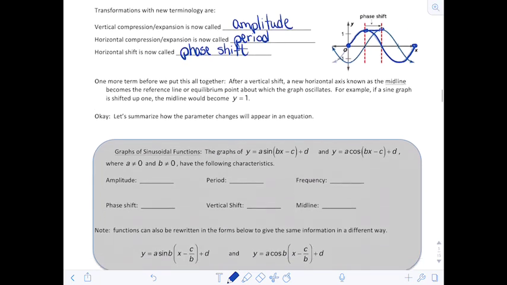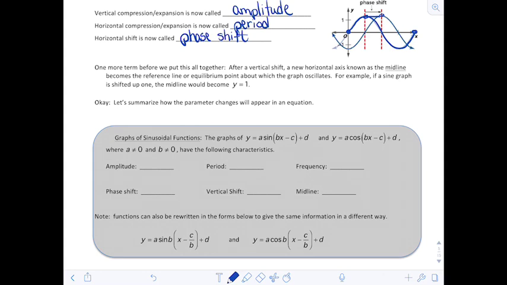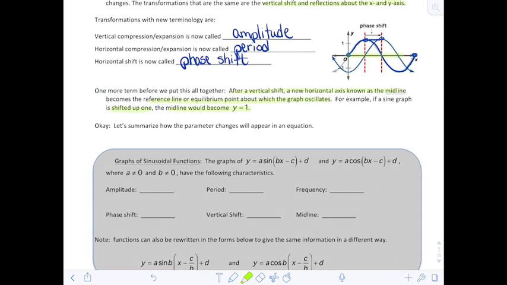One more term that's fairly new, but should make sense, is the midline. After you have a vertical shift, you're going to have a new horizontal axis known as the midline. This is the reference line or equilibrium point about which the graph oscillates. For example, if a sine graph is shifted up 1, the new midline would be y equals 1. As we look at the graph on the right, the middle of the graph is the x-axis. When we have a vertical shift, that midline will shift as well, up or down.